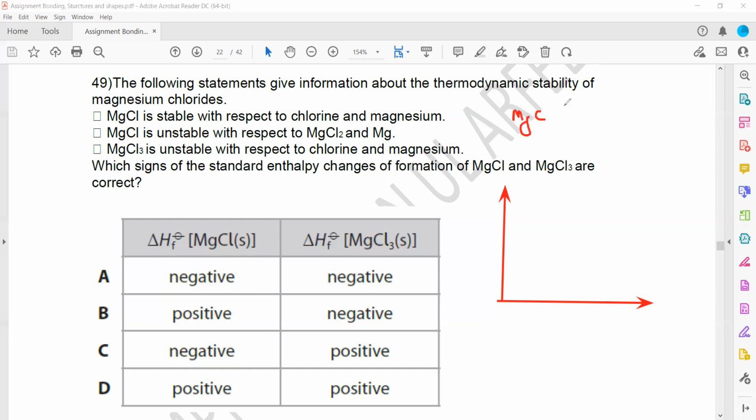If magnesium reacted with chlorine, it would form magnesium chloride, and this MgCl, it is not MgCl2, it is MgCl. So this MgCl, as I mentioned, is more stable. If it is more stable, what does it mean? It means MgCl will have low energy, and magnesium plus chlorine will have high energy. So the reactant will have higher energy than the product, because stability refers to energy. Low energy for reactant or product means that is more stable.